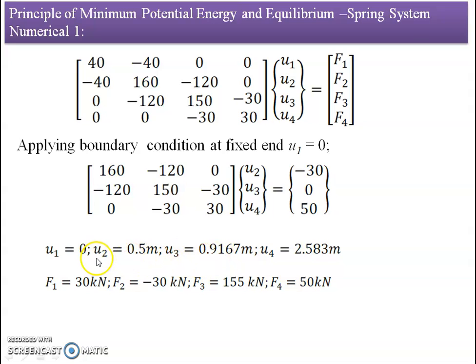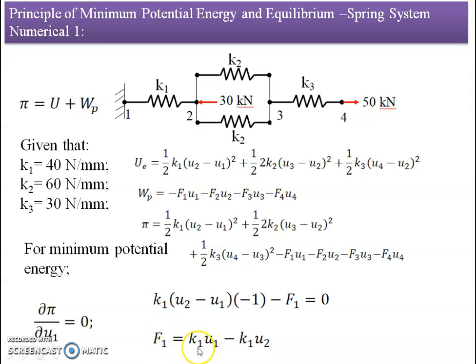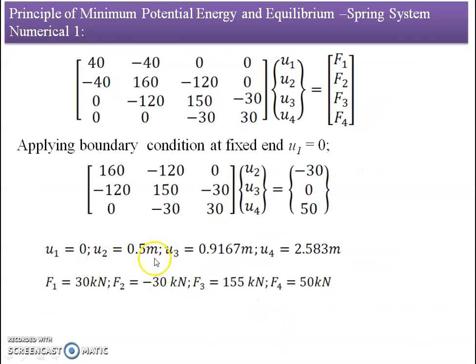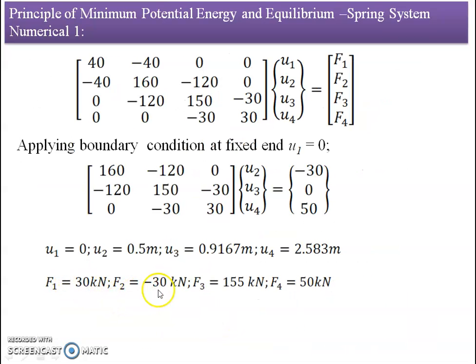Okay, now I will substitute these values into the force equations which we have already derived. We have f1 as k1 u1 minus k2 u2. If I put the values here, k1 is 40. 40 multiplied by 0 gives 0, minus 40 multiplied by 0.5. So the result is half of the value assigned to us, which is about 40, meaning it will result in 20. So here it should be 20. F2 is minus 30 kilonewton, F3 equals 155 kilonewton, and F4 equals 50 kilonewton.